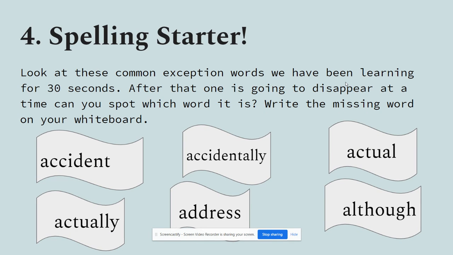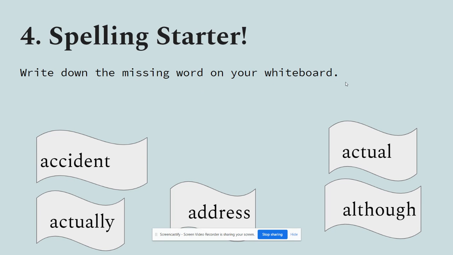This is the one that Amelia says they really enjoy. So they have to look at the common exception words for 30 seconds. And then after that, one of them disappears and they have to write down which word disappeared. So, for example, you show them all this, you give them 30 seconds, then you move on to the next slide, and one's gone missing. So they have to write down what one went missing. And then you get them to look at it again, and then you move on to the next one, and another one's gone missing.